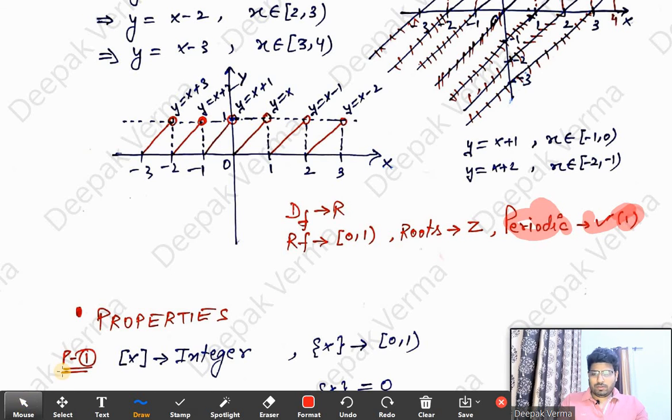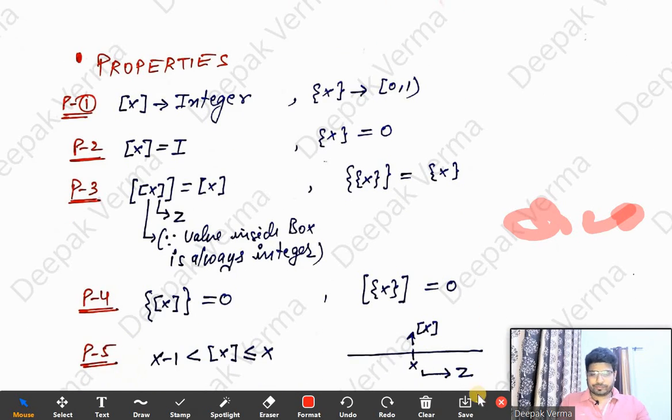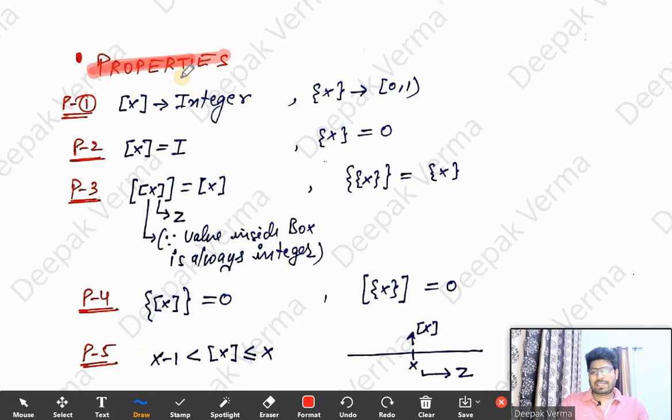Got it? So I think it's enough for this lecture. In the next lecture, we will learn about the properties of [x] and the fractional part simultaneously. Got it? So that's all for this lecture.